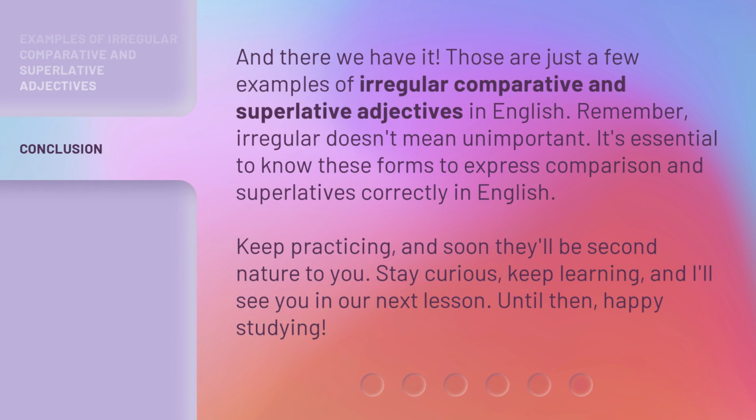And there we have it. Those are just a few examples of irregular comparative and superlative adjectives in English. Remember, irregular doesn't mean unimportant. It's essential to know these forms to express comparison and superlatives correctly in English. Keep practicing, and soon they'll be second nature to you.